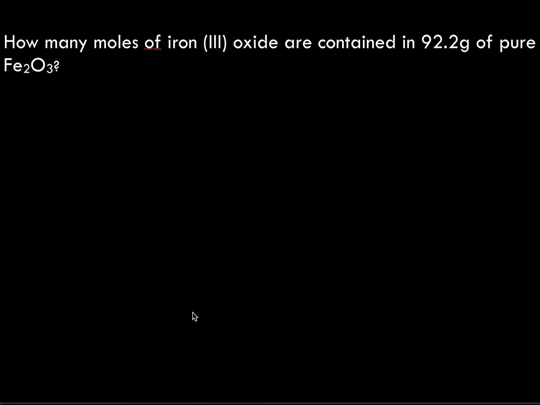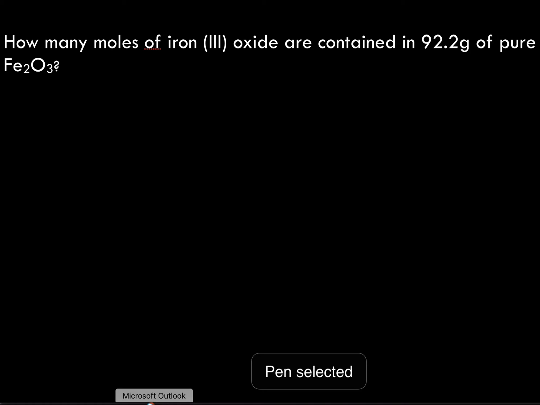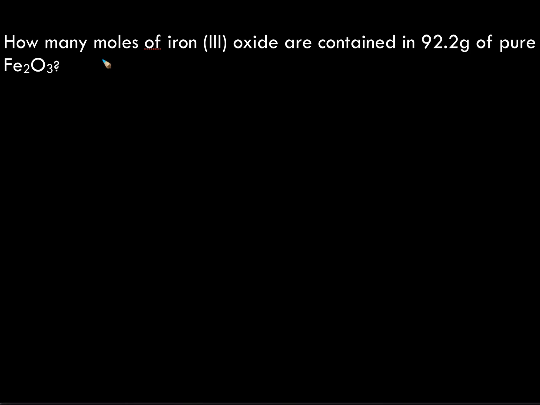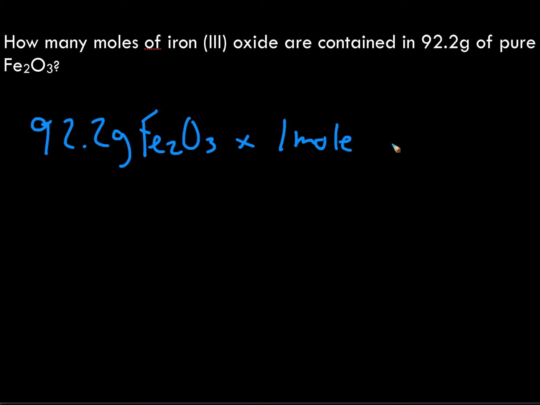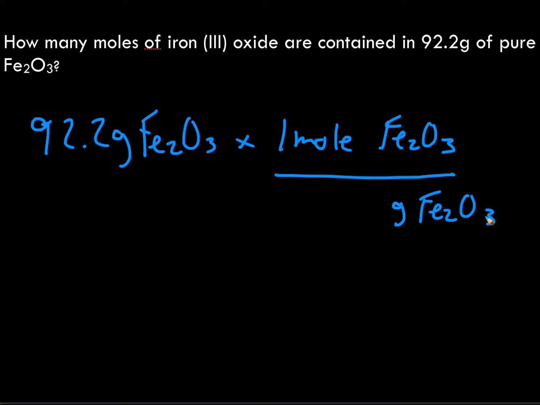So we're going to start back up talking about a few more mole calculations. It says, how many moles of iron 3 oxide, so Fe2O3, are contained in 92.2 grams of Fe2O3? So I want to go to moles, so my moles are on top. And we want to have Fe2O3 on the bottom.